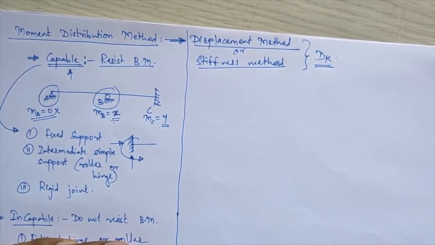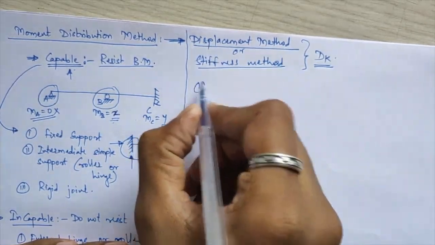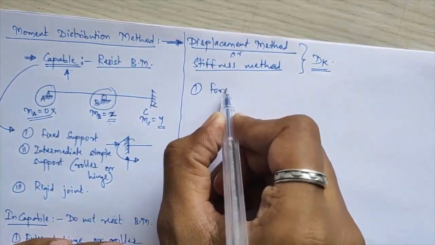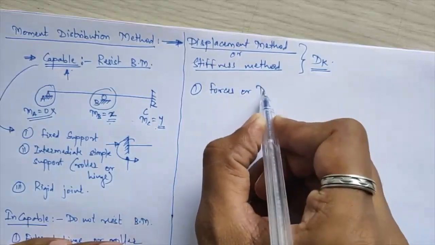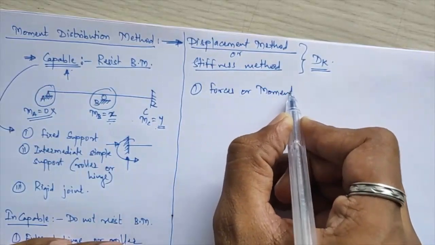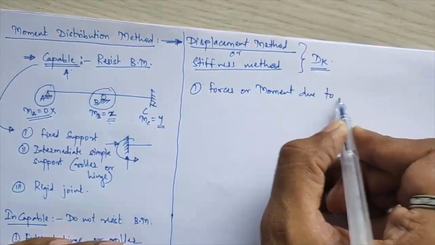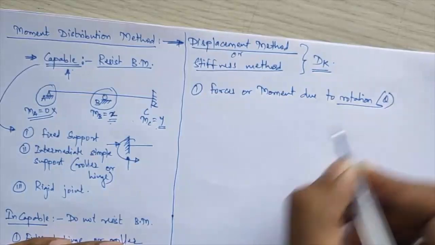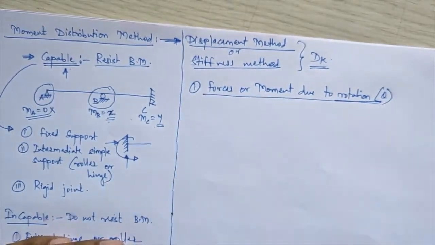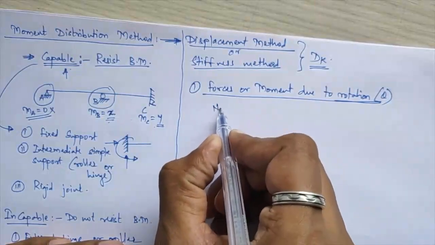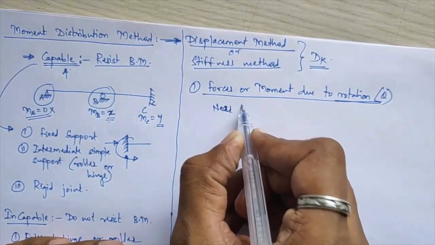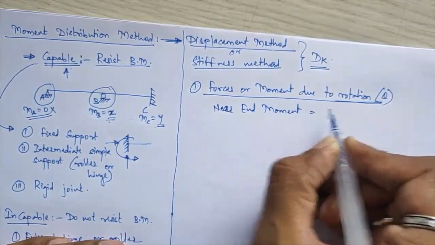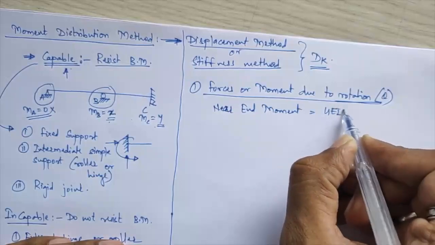Okay, now we'll revise those terms. First, forces or moments occurring due to rotations. Rotations means nothing but due to theta. We have seen near end and far end moments. That is, near end moment rotation, we take that equal to 4 EI theta upon L.